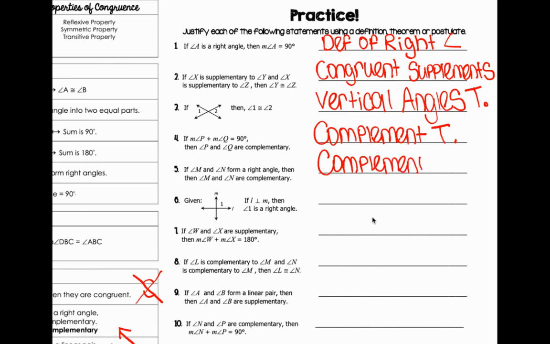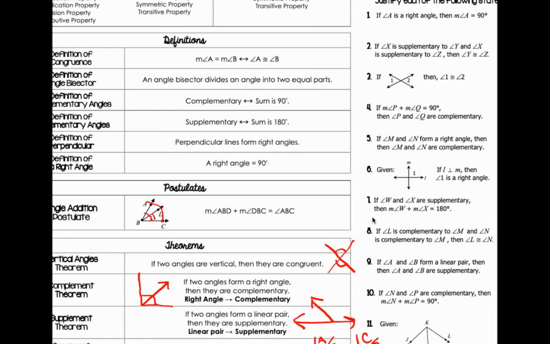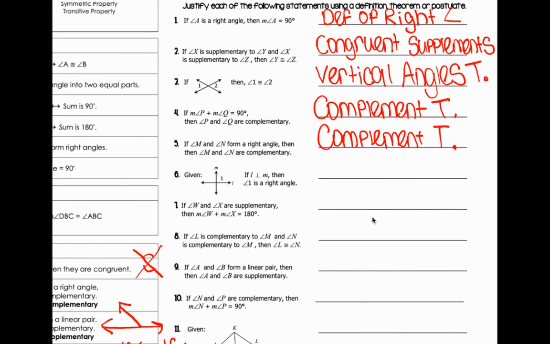Which means I think I messed up 4. 4 is actually definition of a complement. So you just have to be careful about that notation. So it's not the theorem, it's complementary definition on 4.